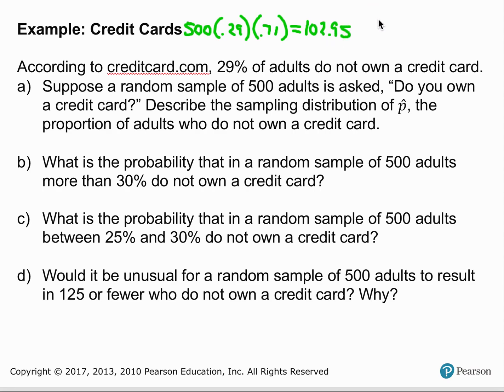All right, that means that we know that mu sub p hat is 0.29 and sigma sub p hat is, okay, the square root. So let's just put this in our calculator. I'll write it down here and then we can erase it. Okay, the square root of p times 1 minus p over n, right? That's our formula.